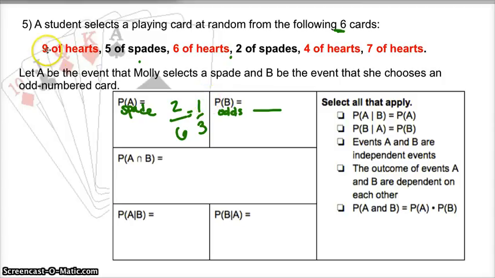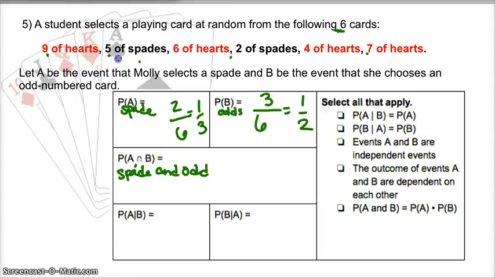So how many odds do we have? 9, 5, and 7. So there's 3 odds out of the total 6 cards, so the probability of choosing an odd is 1/2. The probability of choosing a spade and an odd: how many do we have that are spades and odd? Here's an odd spade, but this spade is even. So there is only one that is spade and odd out of all 6.